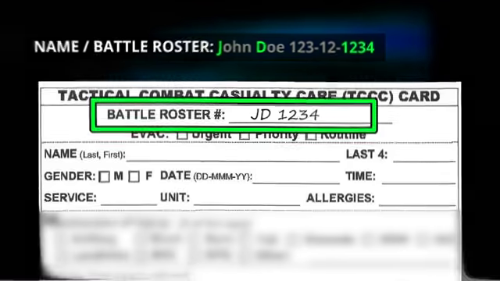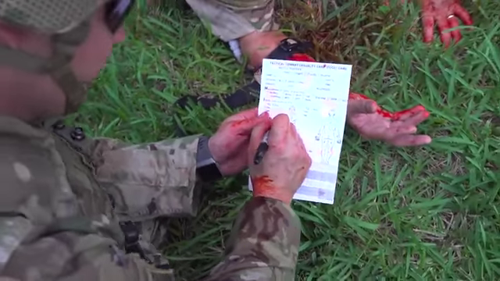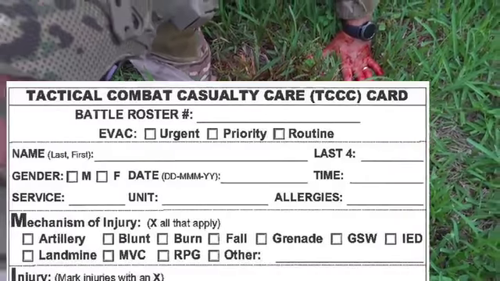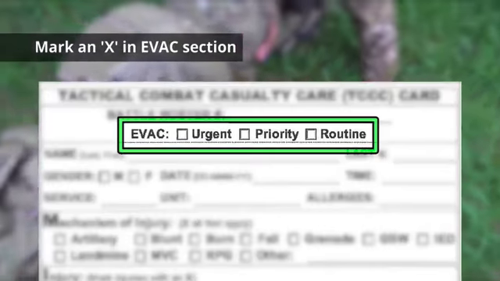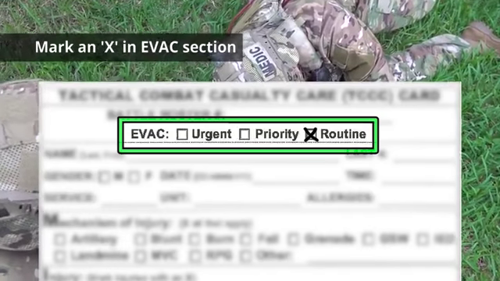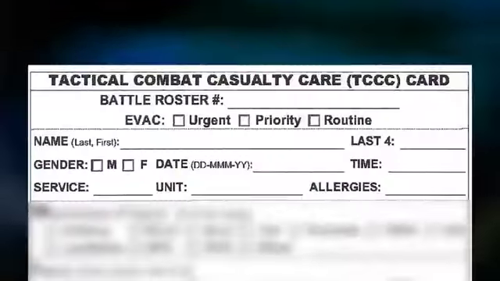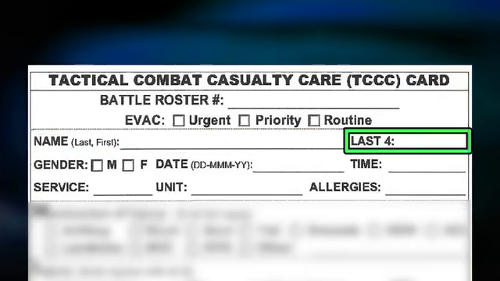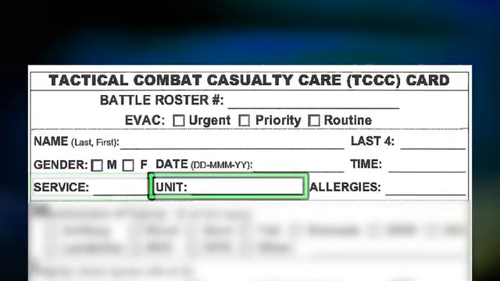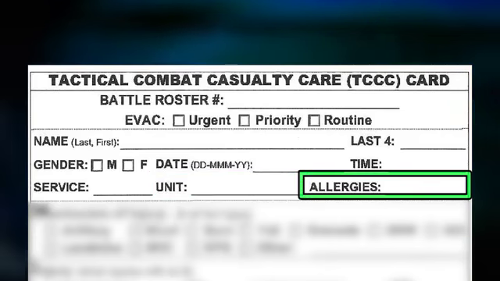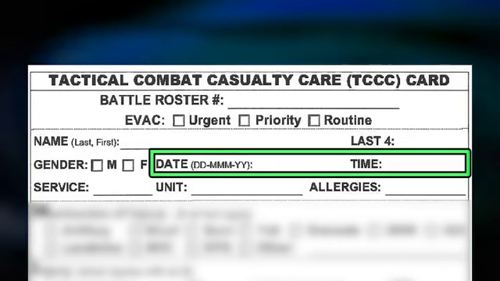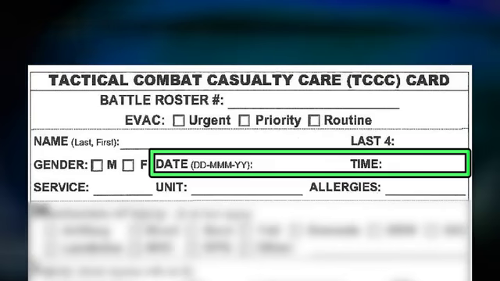Based on your assessment of the casualty's status and in coordination with the casualty evacuation team, assign each casualty an evacuation priority and mark with an X on the casualty's 1380 as urgent, priority, or routine. The demographics section includes the casualty's name, last 4 of their Social Security number, their gender, their branch of service, their unit, and their allergies, if any. Additionally, date and time of injury are documented in this section by whoever is documenting the casualty care.